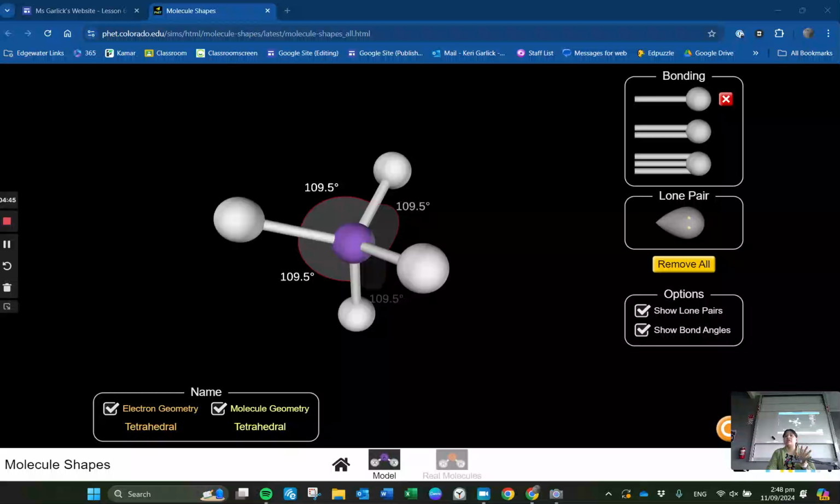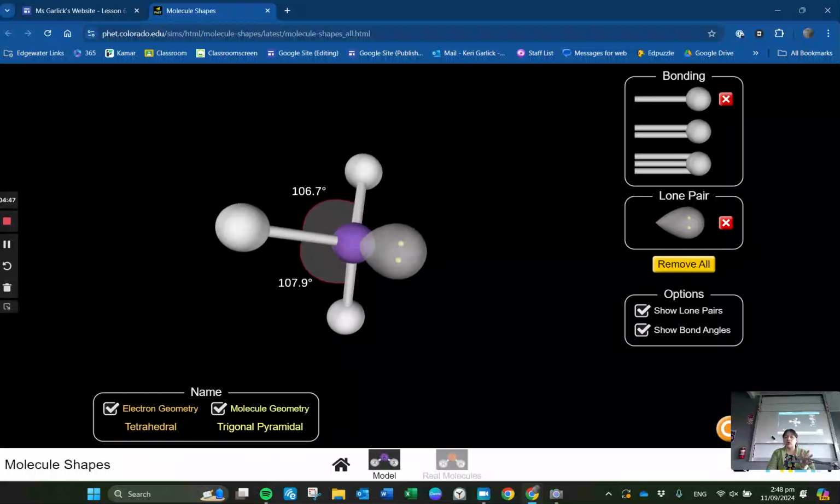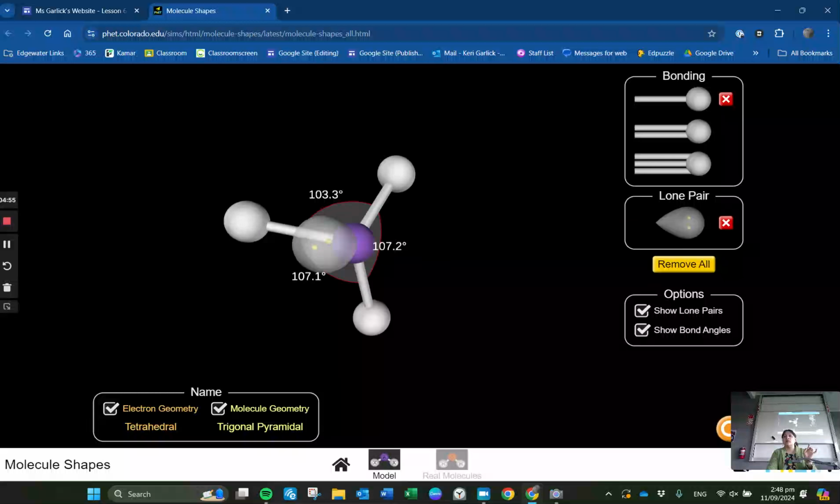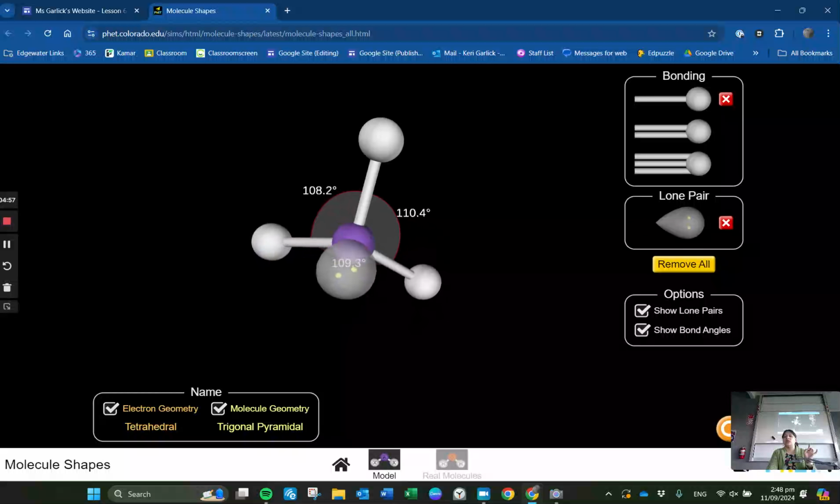So this is what we're referring to. If I delete this and I add it as a lone pair, it still has the tetrahedral in regards to the regions of electron density. The other thing you guys will notice is that the bond angles here have not changed between the atoms.